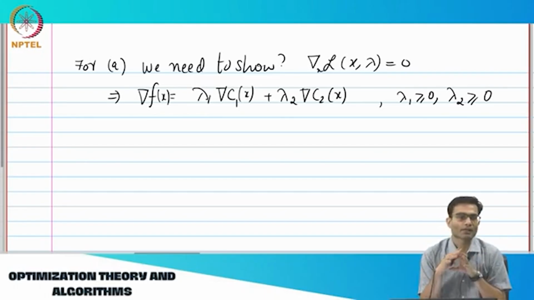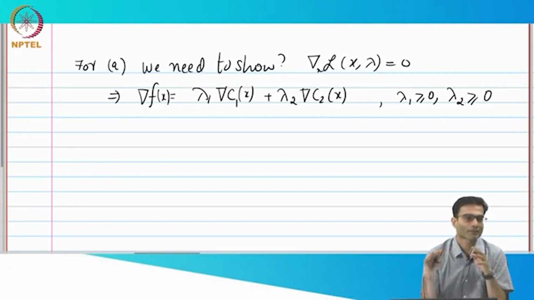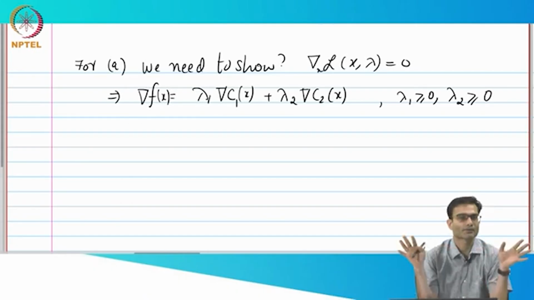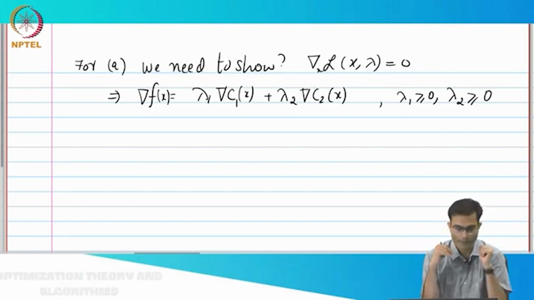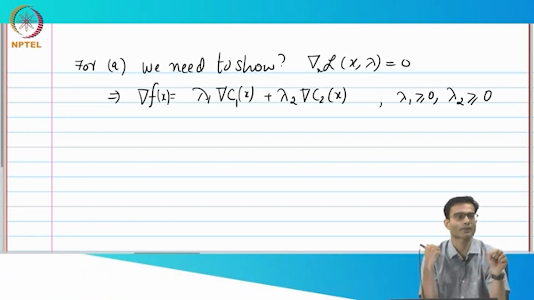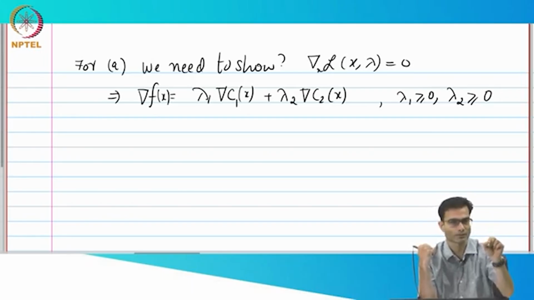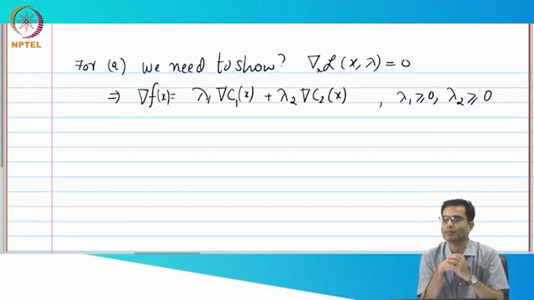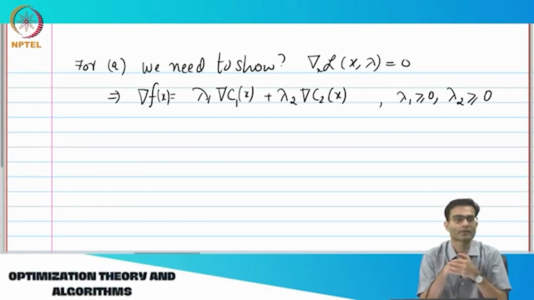Think of lambda 1, lambda 2 as non-negative variables. Think of grad C1 and grad C2 as fixed vectors. Let's just say why, because x is fixed. I'm evaluating this whole thing at a point x. What kind of geometric object does the right hand side remind you of?